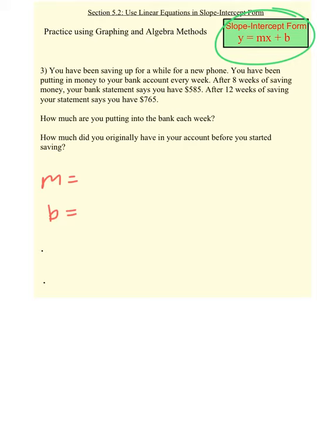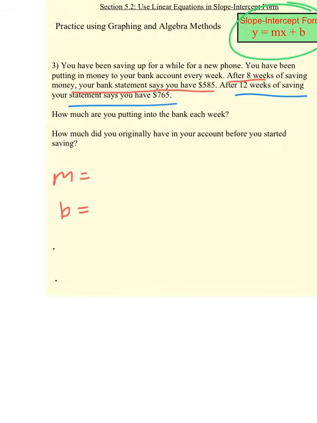Number 3, it says you've been saving up for a while for a new phone. You have been putting money into your bank account every week. And you realize after 8 weeks of saving money, your bank statement says that you have $585. And then after 12 weeks of saving, your statement says you have $765. So using that information, you can figure out how much are you putting in the bank each week, and then how much did you originally have in the account before you started saving. So just how much did you start with, okay?